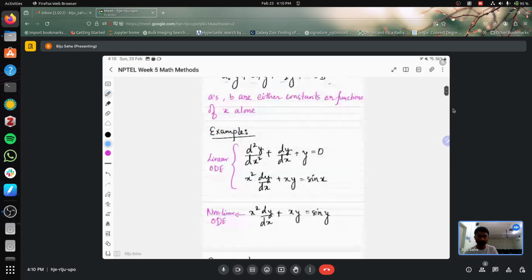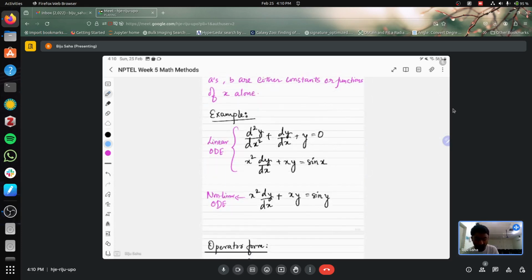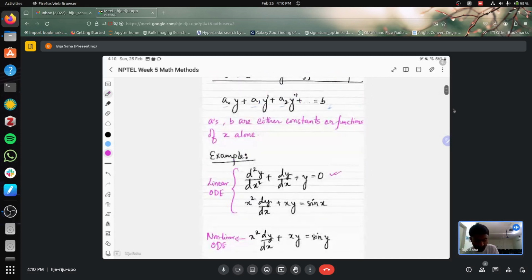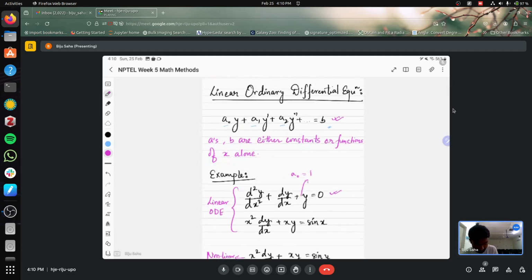Let us consider an example to judge whether a differential equation is linear or non-linear. The first example goes as follows: d square y by dx square plus dy by dx plus y. When we compare this particular equation with this differential equation, what we see here is my coefficients of higher orders and the y terms, that is my a0. When I compare this with this, my a0 is equal to 1. This is my a0.